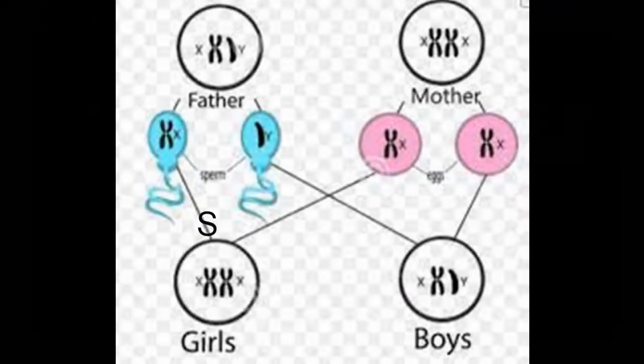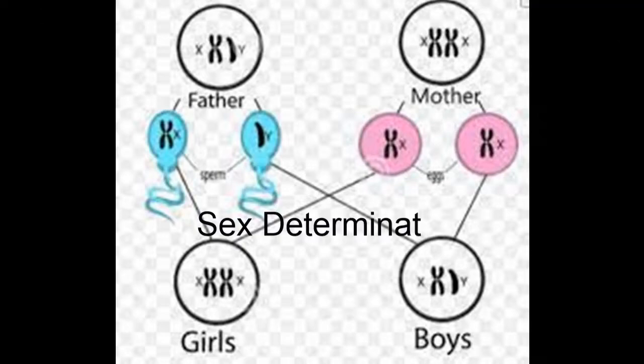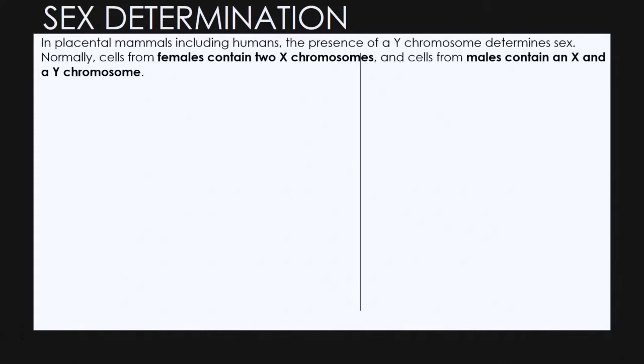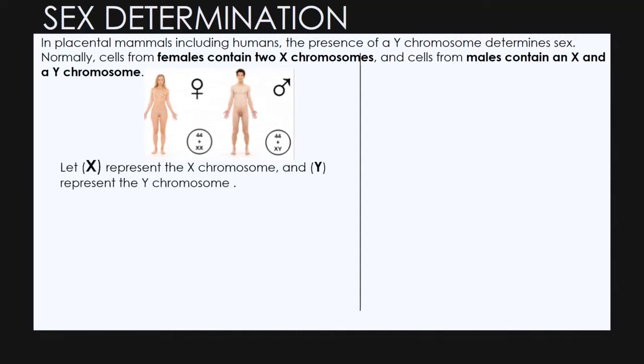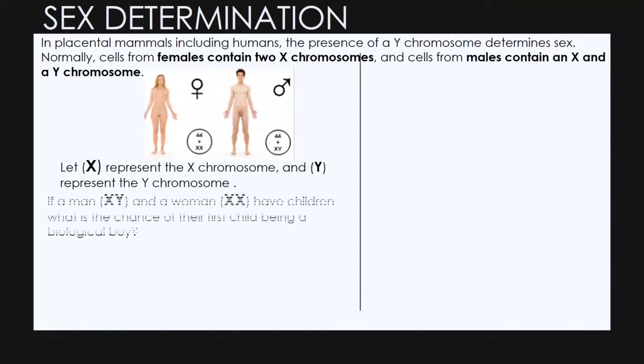Now let's look at sex determination. Remember, male is determined by the presence of a Y chromosome. A male is XY, a female is XX. So again, let's look at what the chances are, going through the same process of doing the Punnett square. Let X represent the X chromosome, Y the Y chromosome. If a man who's XY and a woman who is XX have children, what are their chances of being a boy?